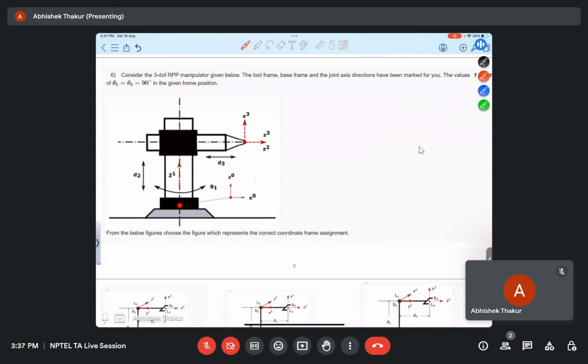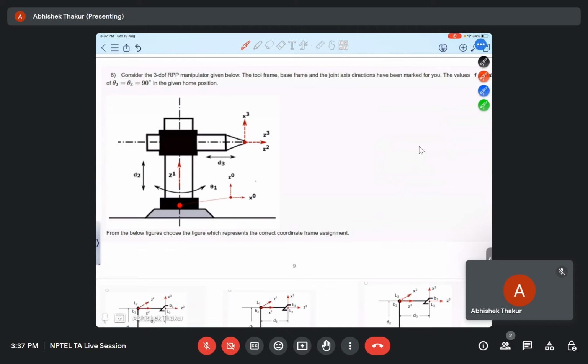So we'll move on now to the next question. That question is question number 6. Here it is saying that consider a 3 degree of freedom RPP manipulator given below. The tool frame, base frame and joint axis have been marked for you.